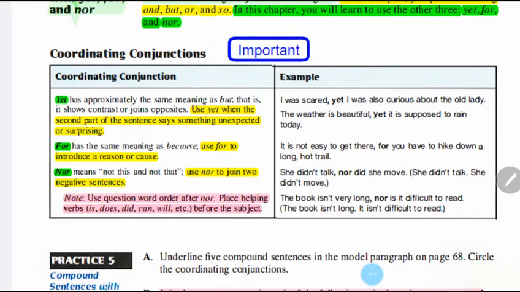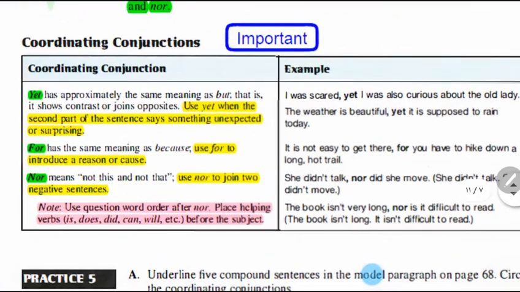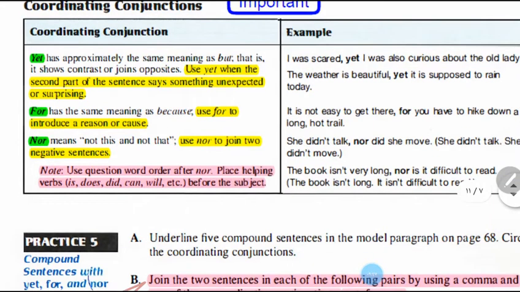So yet has approximately the same meaning as but. Okay, we use it when the second part of the sentence says something unexpected or surprising. So there's a contrast between the first sentence and the second sentence. Okay, for: we use for to introduce a reason or cause. And nor: we use nor to join two negative sentences.